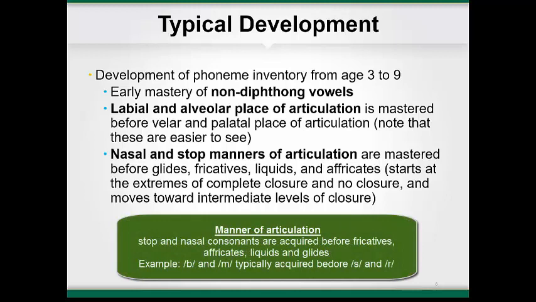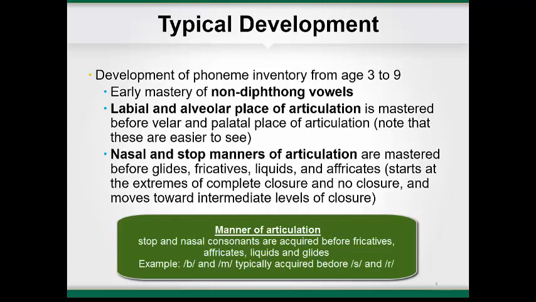Next, in terms of manner of articulation, sounds that are more simple to articulate are acquired prior to sounds that are more complex to articulate. So the stop and nasal manners of articulation, like b as in big and the nasal m as in mama, are acquired before the glide, fricative, liquid, and affricate manners of articulation, such as r as in red, the liquid, or the fricative s as in Sue.